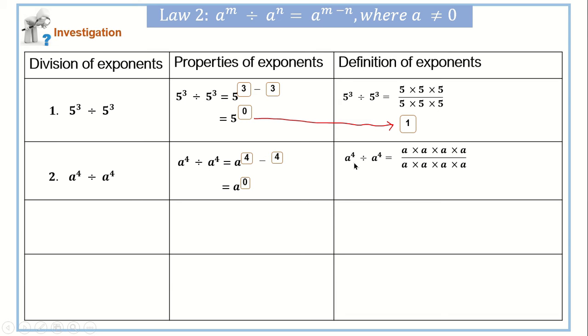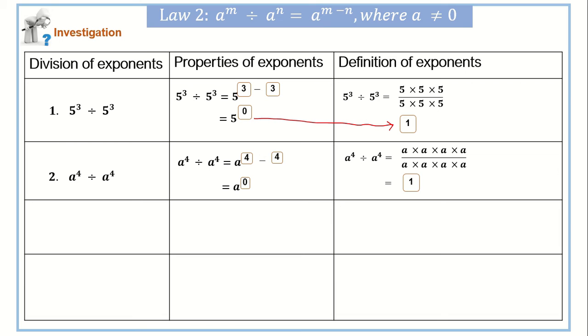Let us look at the definition of exponents. We have a to the power of 4 divided by a to the power of 4. So we have a times a times a times a divided by a times a times a times a, and this is equal to 1. Now you can see that even a to the power of 0 is the same as 1.